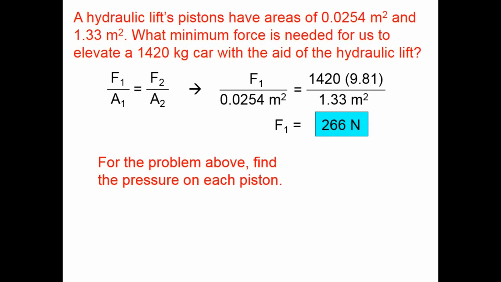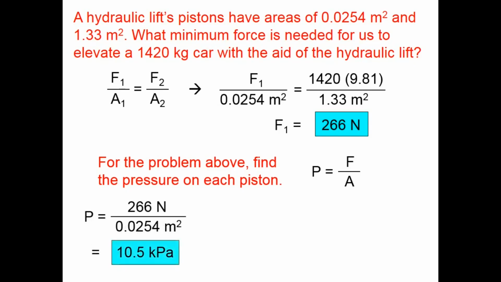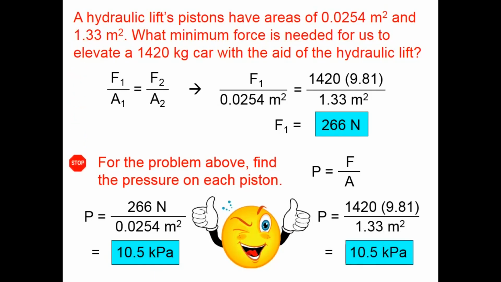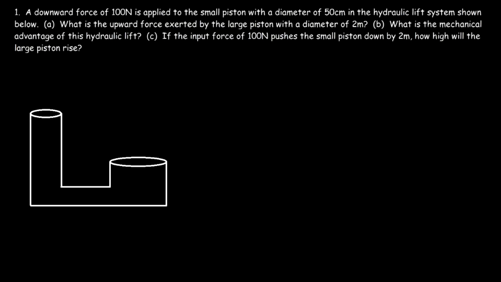Now for this problem, let's find the pressure on each piston. Well, pressure is force divided by area. So for the small piston, the force is 266 divided by the area. That gives us roughly 10,500 pascals, but I've just changed it into kilopascals. And the pressure on the larger piston is equal to the force divided by the area. And sure enough, they have the same pressure, which is exactly what we should expect.